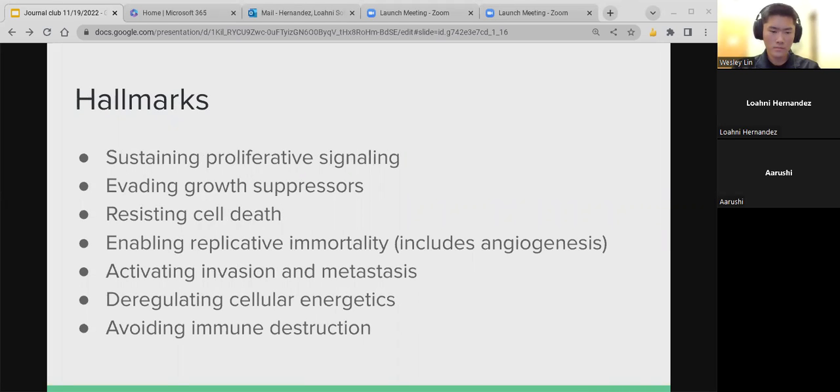So what are the hallmarks? These include sustaining proliferative signaling, evading growth suppressors, resisting cell death, enabling replicative immortality, inducing angiogenesis, activating invasion and metastasis, deregulating cellular energetics, and avoiding immune destruction.